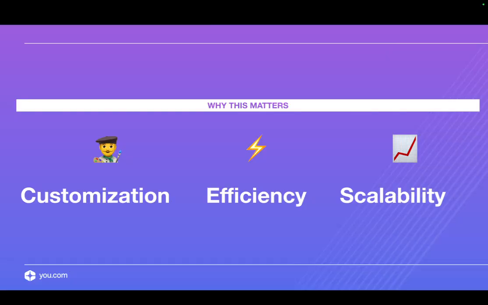So why does all this matter? Customization. You can build agents tailored to your unique business processes. Efficiency. You can automate repetitive tasks, freeing up your team for more strategic work. And the best part, scalability. Now you can easily deploy your agents wherever you need, internally or externally, because you can integrate your custom agents into any app or website via an API.